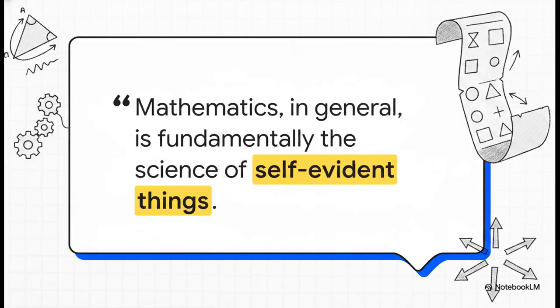So check out this fantastic quote from the German mathematician Felix Klein. He said, "Mathematics in general is fundamentally the science of self-evident things." Now look, I completely get that when you're staring at a page full of inverse tangents and restricted domains, it might not feel super self-evident right away. But I promise you, by the end of our time today, the underlying logic we use to build these concepts is going to feel entirely clear, totally natural, and completely self-evident.